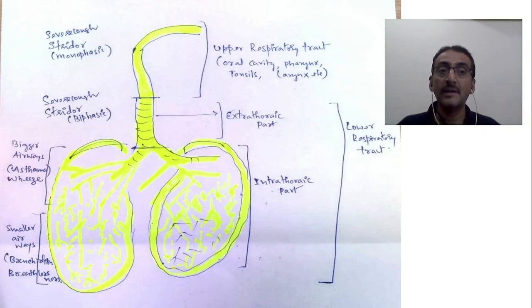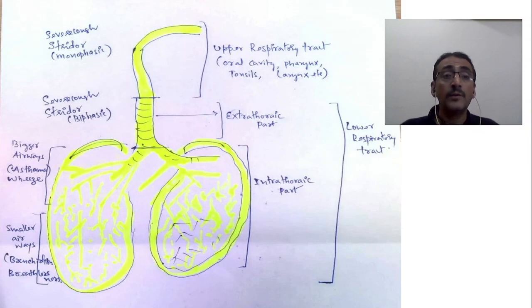See, in the upper part, it is stridor only on one side, monophasic. But in case of this extrathoracic part, the stridor is biphasic, that means inspiration and expiration both are affected. In the inspiration also there is stridor, and in the expiration also there is stridor. Typically seen in case of expiratory stridor or expiratory wheeze, typical of bronchial asthma also.